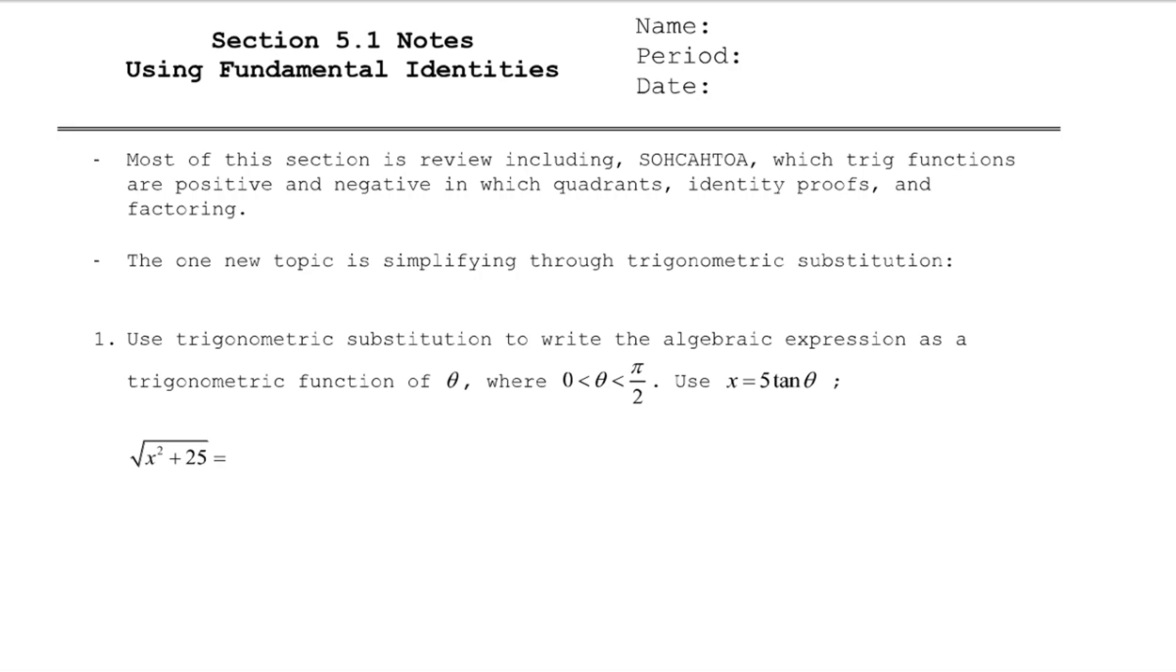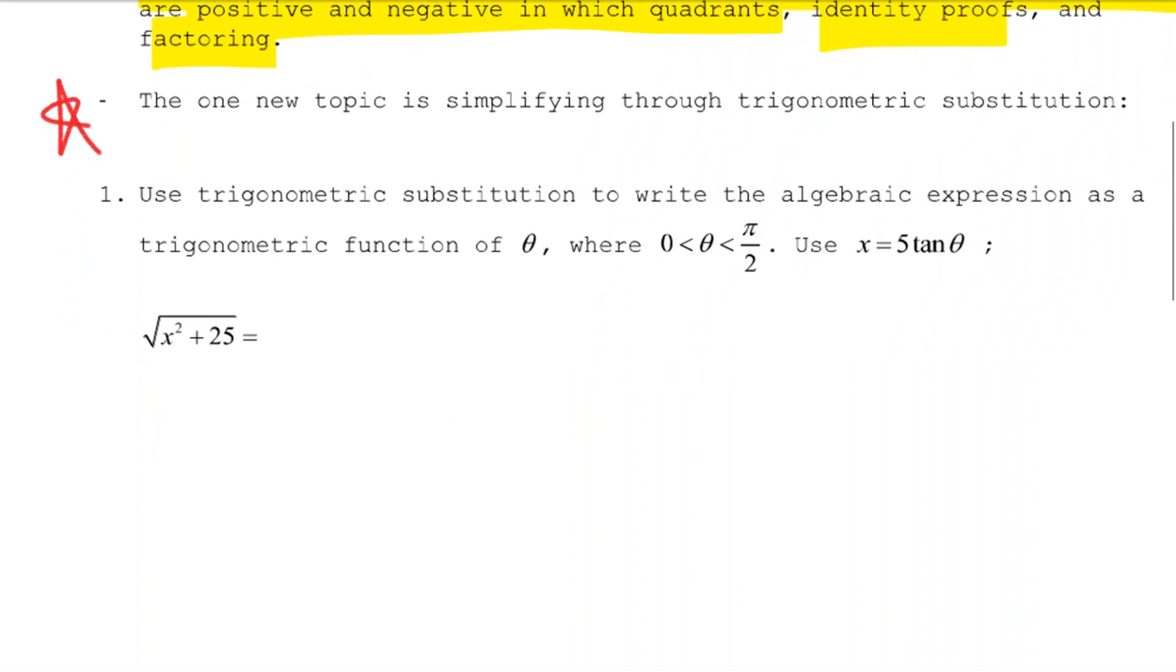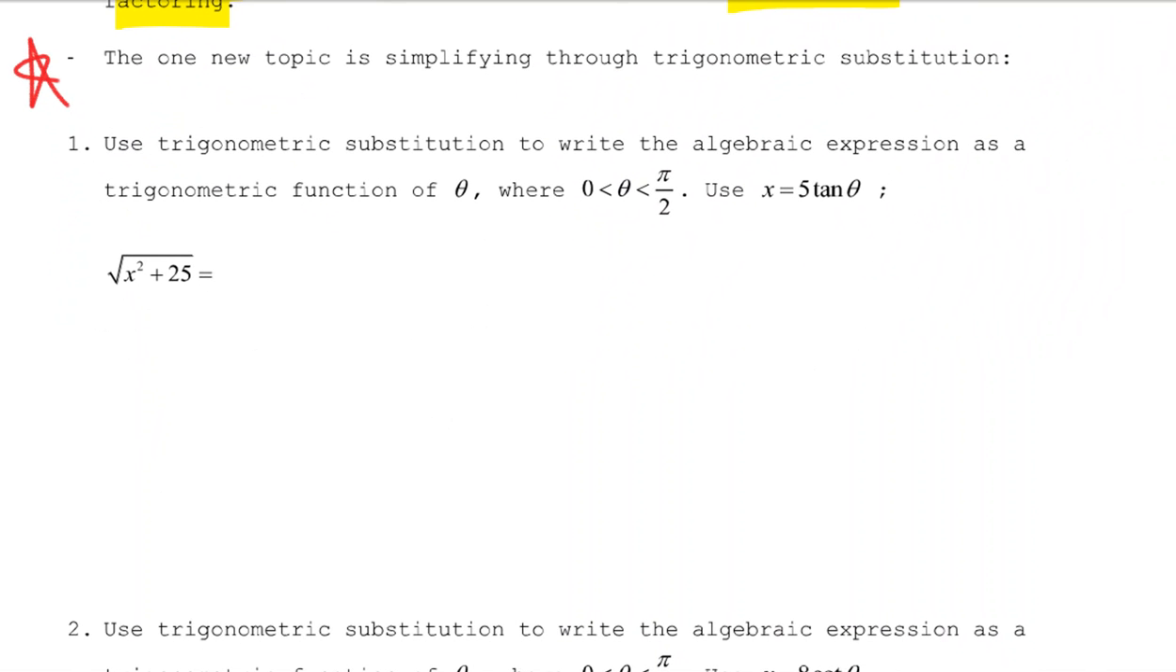Notes. So as I was just saying here, I'm going to highlight though, most of this section is review: SOHCAHTOA, using some trig functions, thinking about where trig functions are positive and negative, proving some identities, some factoring, lots of different stuff. This is why I said indirectly it does help prepare you for the semester exam. But there is one question type in here that does not match up with anything else we've done, and this is called trig substitution. So let me go over question 1 with you, and then I will pause and let you try question 2 before we go over that one.